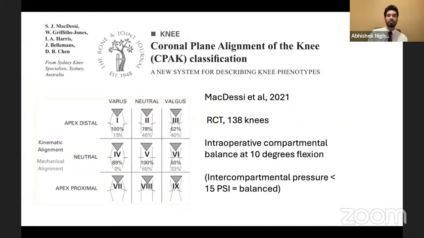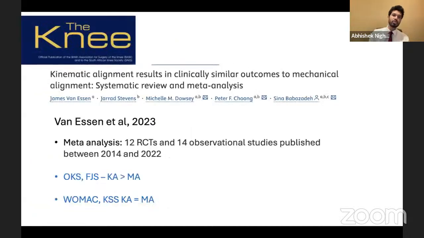Also, this is a very famous paper on the CPAK classification. We know of the classification and we know there are 9 types of phenotypically aligned knees. But this paper also studied the intraoperative compartmental balance at 10 degrees of flexion and found out that kinematically aligned knees have a better outcome in all the phenotypes as compared to the mechanically aligned knee. Lastly, let us look at a meta-analysis by Von Essen et al., published in the year 2023, which shows that the Oxford knee score and the forgotten joint score are significantly better in kinematic alignment. However, the WOMAC and the Knee Society score are equivalent.